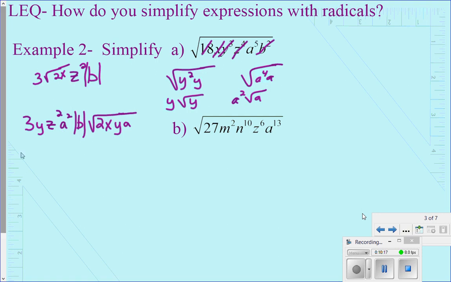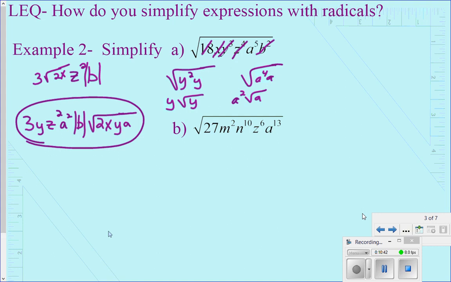Now, the order that you write these in does not matter. Generally, you should have the number and the variables, and then the absolute value, and then the square root last. But the order that you write the variables in doesn't really matter. So that's my final answer. Next one. Give it a try. Copy it, give it a try.